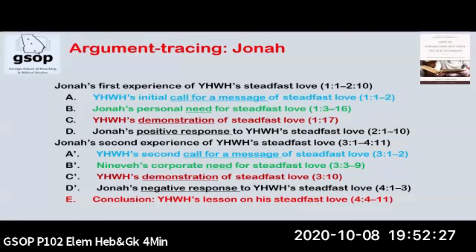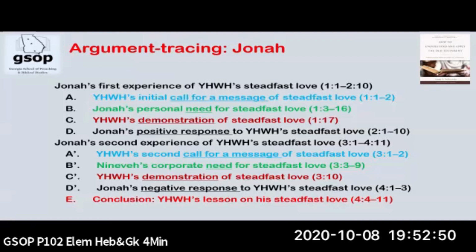I remember it now. And so the parallel to that, B prime, is Nineveh's corporate need for steadfast love. That is, Jonah expressing the need to Nineveh. And so we see in chapter 3, verses 3 through 9, when he comes to Nineveh and he proclaims the message. And of course, the people repent.